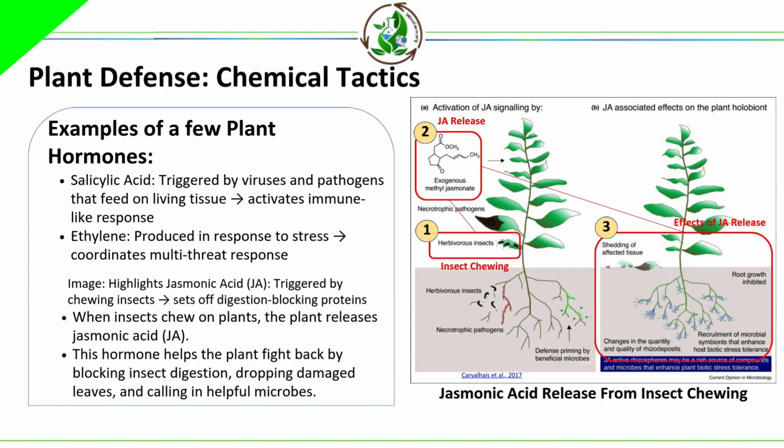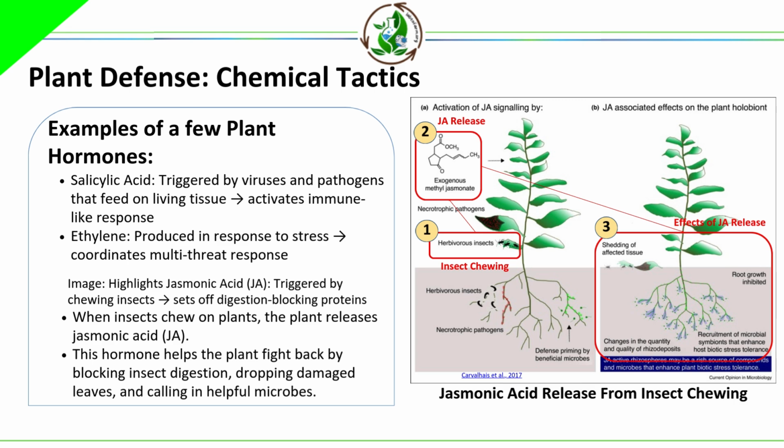Three major plant hormones help coordinate how a plant defends itself when something goes wrong. Jasmonic acid, we call it JA, kicks in when a chewing insect takes a bite. It tells the plant to make proteins that mess with the insect's digestion, and it can even trigger the release of VOCs, those chemical signals that call in predators to help.